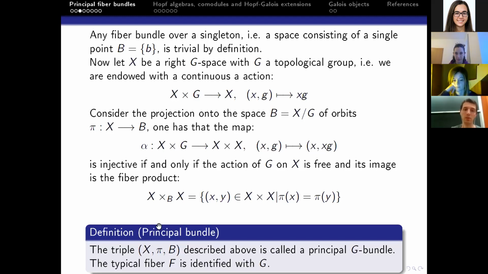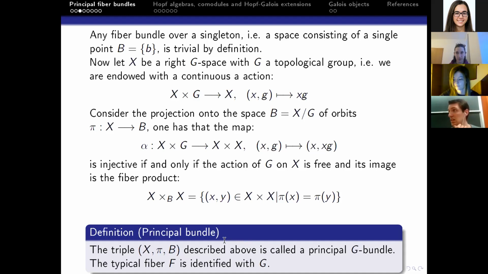Okay, so a triple X, pi, B, where X is a G space with a free action of G, and B is the space of orbits, and pi is the canonical projection. If we look back at the definition of fiber bundle, for this bundle the fiber F is identified with the group G.